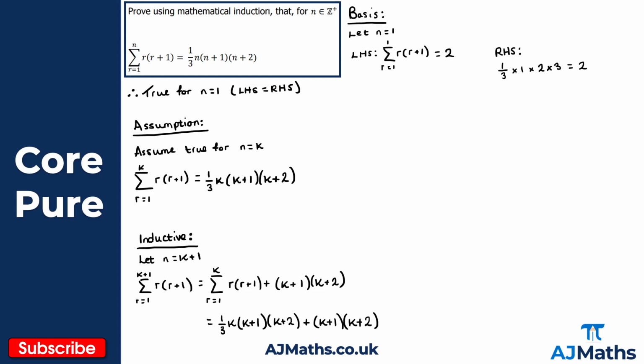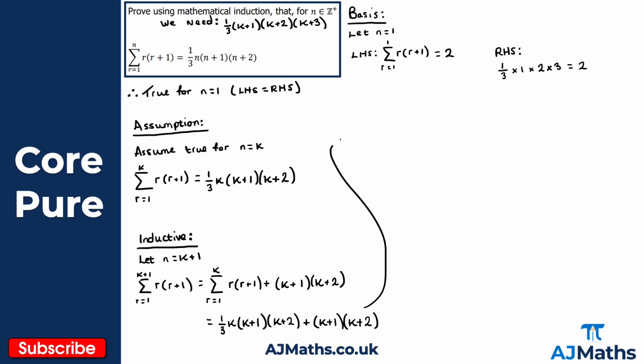Now from here, before I go any further, what I'm going to do is just consider what we actually want to get at the very end. What we need, we can find by replacing n here with k plus 1. I'm going to get a third k plus 1. I've got n plus 1 here, so if n is k plus 1, that's k plus 1 plus 1, so that's k plus 2. And then this final bracket, n plus 2, would be k plus 1 plus 2, so that would be k plus 3. What we're looking to do now is take this and algebraically manipulate it into this form here.